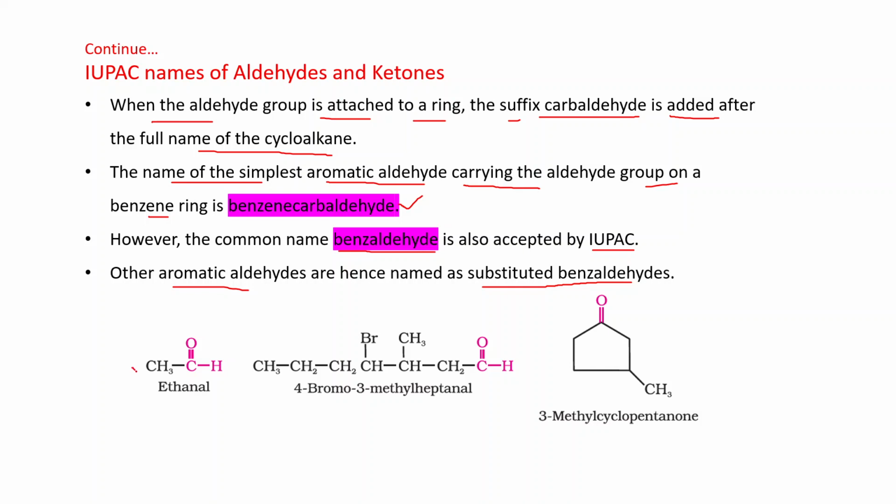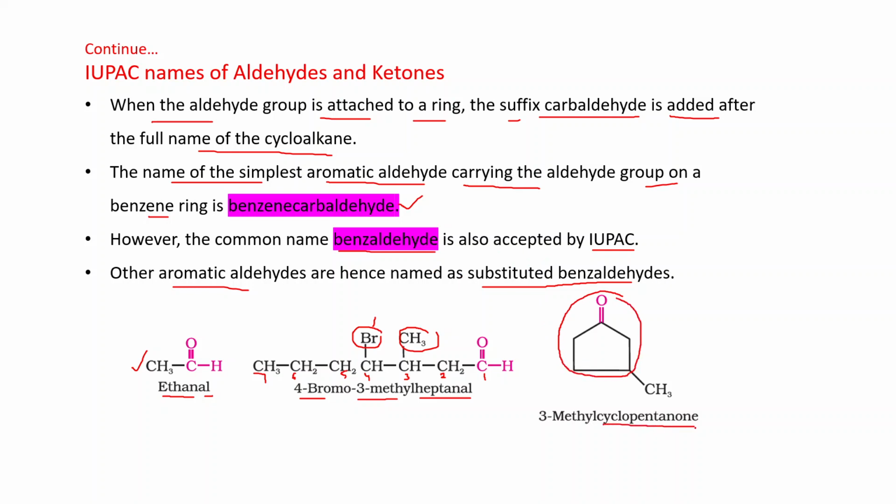See, this is ethanal. Two carbon atoms are there, that's why ethane, E is replaced by Al, ethanal. Now in this case, numbering is from this 1, 2, this is 3, 4, this is 5, 6, and this is 7. Now at the 4th position Br and at the 3rd position methyl is attached, and in alphabetical order Br comes first. That's why we'll write 4-bromo-3-methylheptanal.